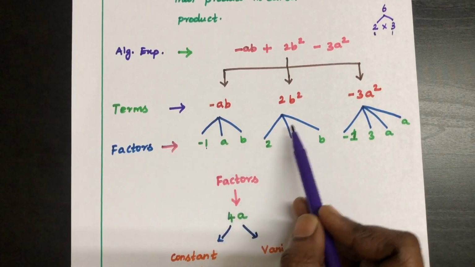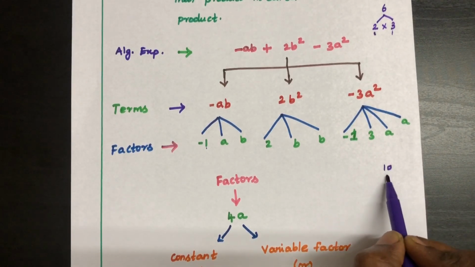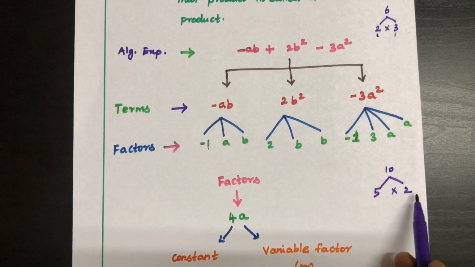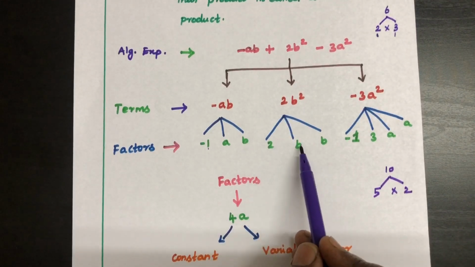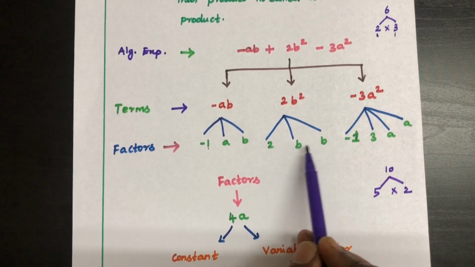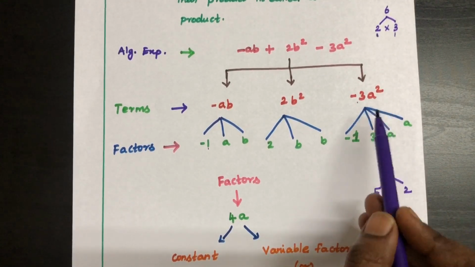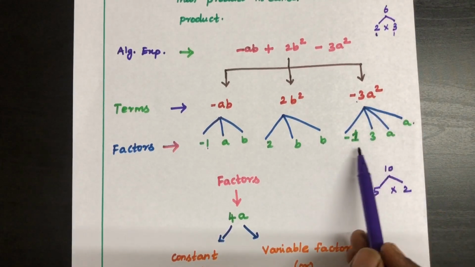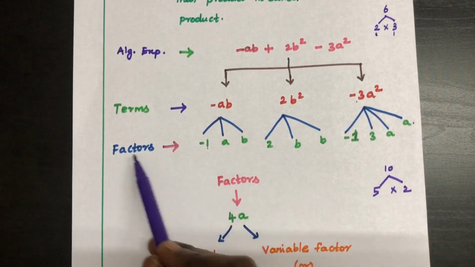These are all factors. For example, how to split 10? You can split 10 into 5 into 2, right? So, you are splitting here. You can split 2B square as 2 into B into B. If you combine all these and take the product, 2 into B into B gives us 2B square. Now minus 3A square: minus 1, 3, and A and another A. If you multiply all these, it will give you minus 3A square only. So these are all factors.